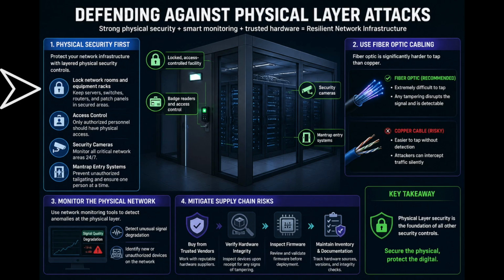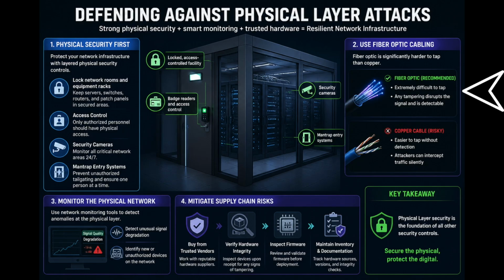Defending against physical layer attacks starts with physical security. Your network infrastructure, servers, switches, routers, patch panels, must be locked in access-controlled facilities. Only authorized personnel should ever have physical access to networking equipment. Badge readers, security cameras, and man-trap entry systems are all relevant controls here.